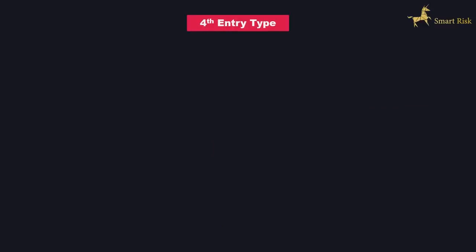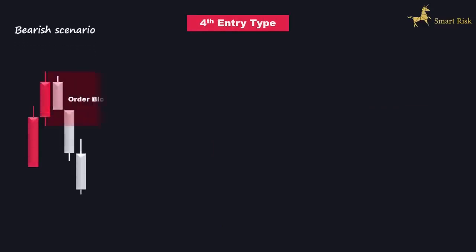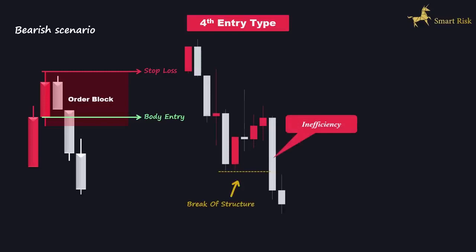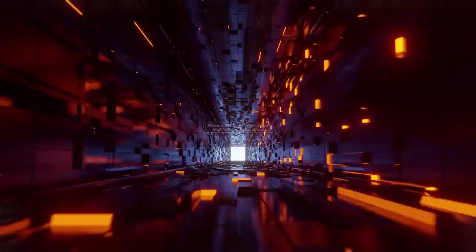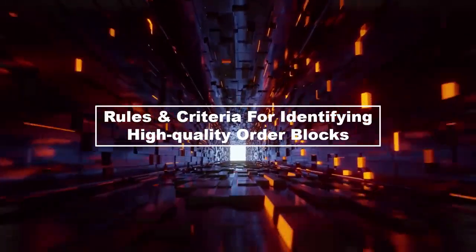The fourth entry type involves placing the entry based on the body of the candle once a valid order block is identified. In sell positions, the stop loss is set to touch the higher wick of the order block. This entry type is undoubtedly riskier because the stop loss is positioned within the order block zone. If the price intends to fully reverse the order block, it may trigger the stop loss. It's important to be aware of the increased risk associated with this entry type and carefully consider its suitability within your trading strategy. Let's delve into the rules and criteria for identifying high-quality order blocks in the market.